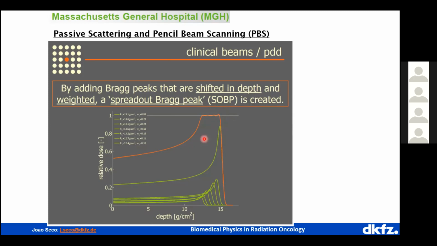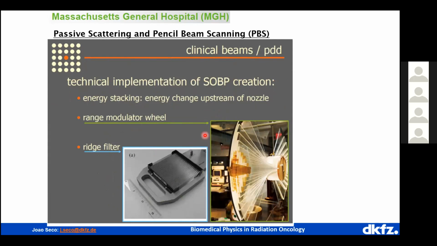To produce this with passive scattering, I need something like a range modulator wheel. Here's a range modulator wheel where you can see the steps. Each of these steps is approximately 3 millimeters in range, different from the next one. Or you can have a ridge filter, which allows you to produce multiple Bragg peaks with a slight shift in their range. And you can produce many of them.